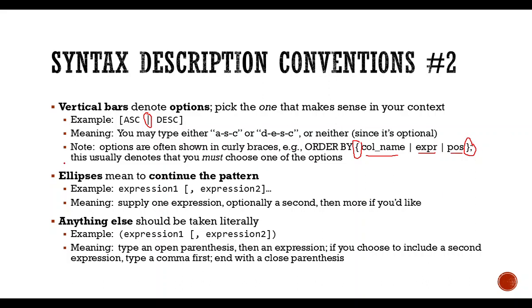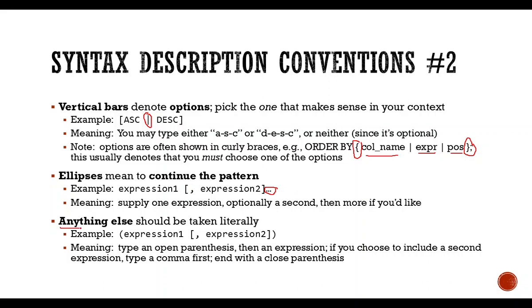Now, if you see ellipses, right, dot, dot, dot, that means that you can continue to do a similar pattern as you go forward. So for instance, if it says expression 1, then optionally, if you would like, you can put a comma and then another expression and then dot, dot, dot. That means you're not limited to 2 expressions just because 2 are shown here. You could do more, right? You could put a comma and a third and a fourth and a fifth. You keep putting commas and more expressions. So follow the pattern, keep going.